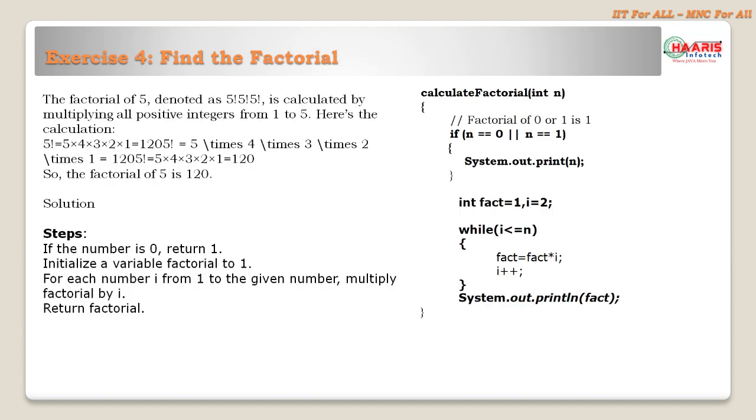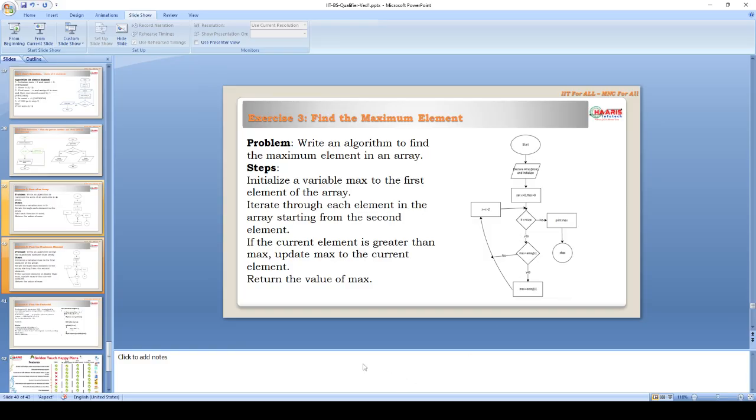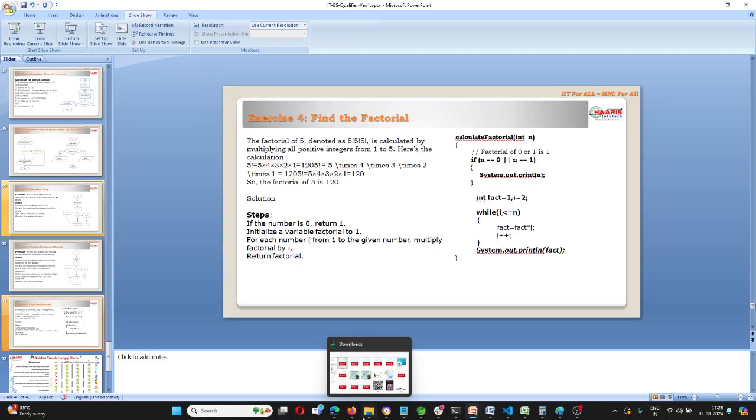Find the factorial. Factorial means what? Primarily, it's calculated by multiplying all positive integers. If I give 5, I want to find the factorial of 5, then it is multiplication from 1 to 5. So you can see here 5 into 4 into 3 into 2 into 1 equal to 120. And how do you calculate the factorial? Here it is. I am using a while loop and then here is the logic. So this also will be very easy if I put it in the visualization.